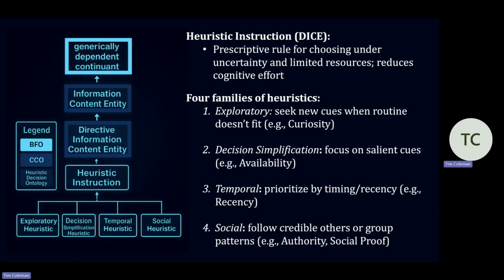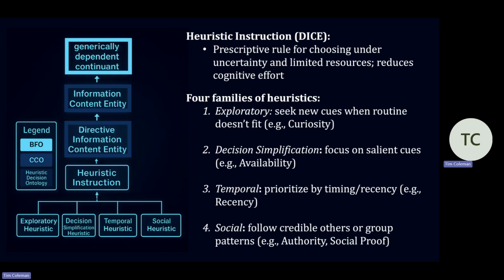At the center of our framework is a heuristic instruction. We define heuristic instruction as a DICE that prescribes a rule for choosing under uncertainty and limited resources. It tells an agent how to act when time, data, and cognitive resources are constrained. Think of it as a formal version of a field manual or a playbook. A heuristic instruction reduces cognitive effort by narrowing down inputs and guiding behavior quickly.